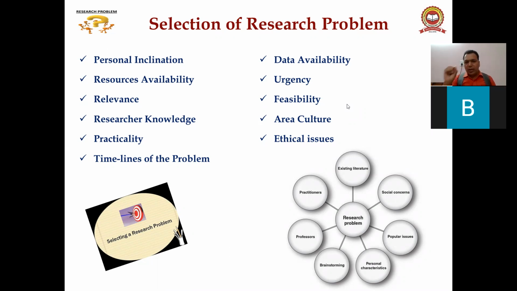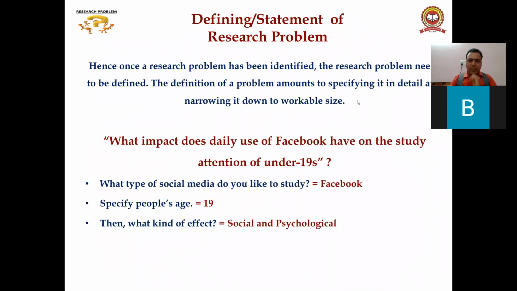In the last slide, we talked about sources of a research problem. In this slide, we talk about selection of a research problem. In the next slide, we will discuss defining or statement of the research problem. Now, what you have done is you have come to know about sources of a research problem, and second, you have selected one research problem. The third point is that under a research problem topic, you have to define a research problem.